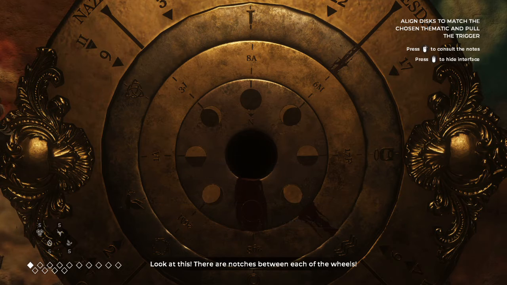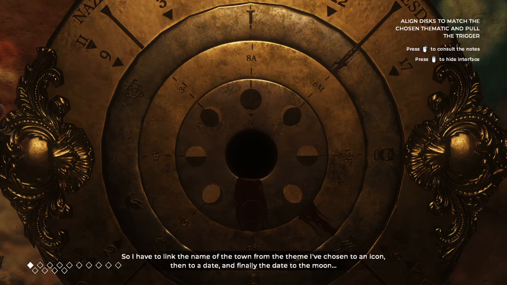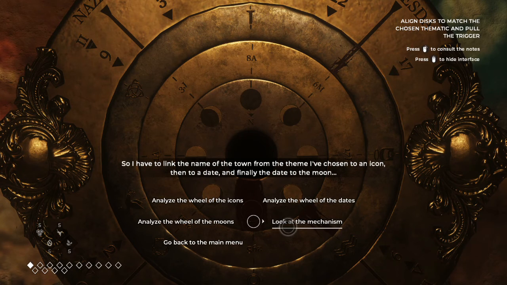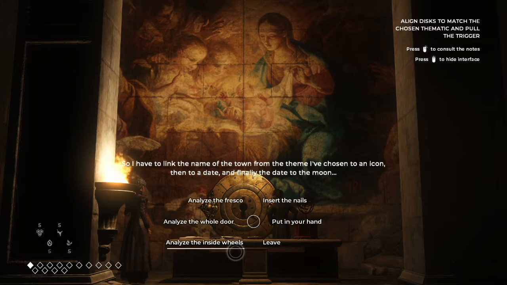Look at this. There are notches between each of the wheels. So, I have to link the name of the town from the theme I've chosen to an icon, then to a date, and finally, the date to the moon. Okay, guys. I don't know how many chances I get, but here we go.